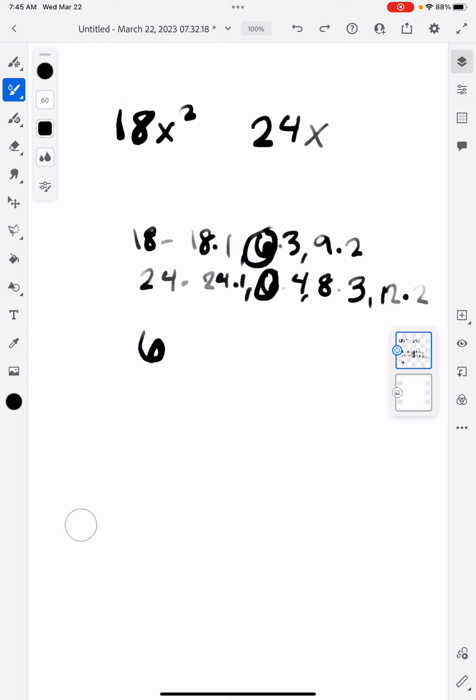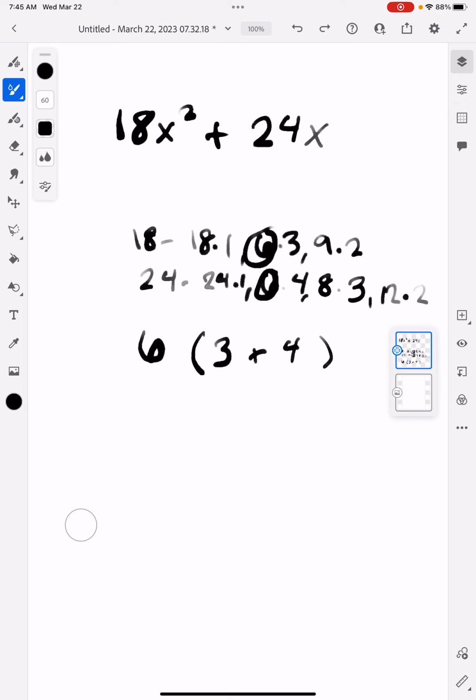Now when I factor that 6 out, that leaves me with 3 in the first term, because 18 divided by 6 is 3. And then in the second term, that's going to leave me with a 4. And notice I'm leaving a space for those variables. So 24 divided by 6 is 4.